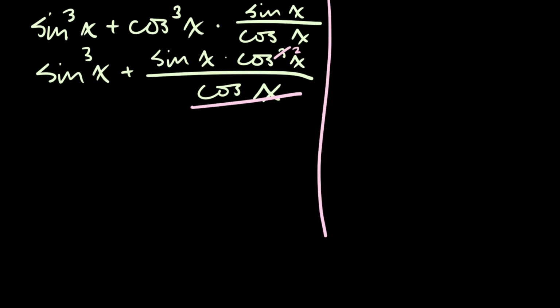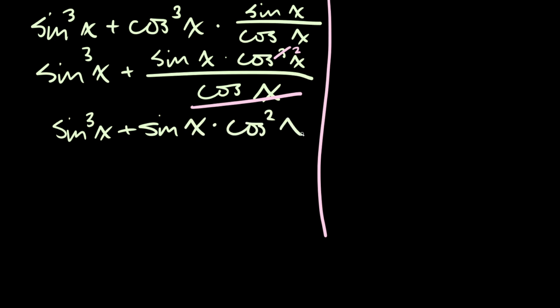So next, what will we do? Since we don't have a denominator anymore, let's write it out. Sine cubed x plus sine x times cosine squared x. Now, what can we do? We can factor out sine x from both terms. You'll notice that there's the common term sine x and sine x here.